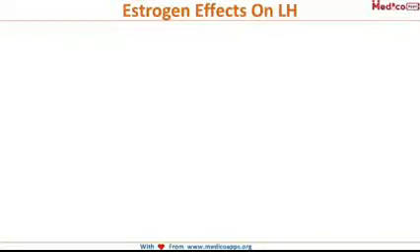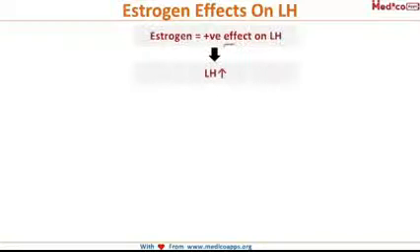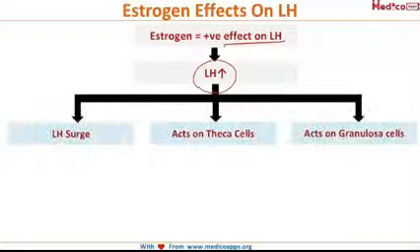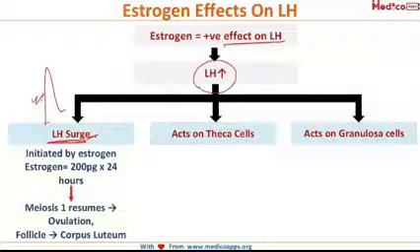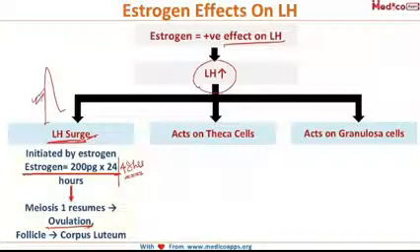The estrogen has a positive feedback action on the LH, thereby it will lead to an increase in the LH levels. Now this increased LH will subsequently lead to LH surge. LH surge means the rise of the LH levels. And it is because of this LH surge, I told you, that resumption of Meiosis I occurs, and subsequently ovulation will occur. And for this LH surge to occur, the estrogen levels should remain elevated for another 24 to 48 hours.